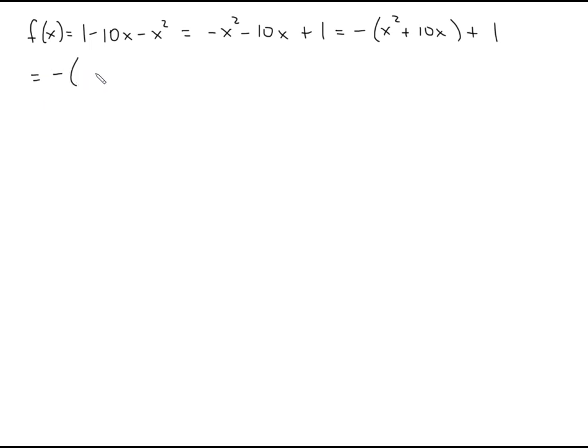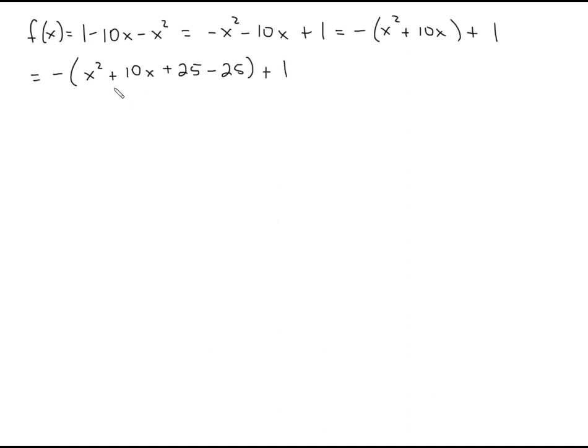So to do that, you've got to look at that second term. The coefficient is 10. So half of that is 5, squared, 25. So plus 25. And don't forget that you also have to subtract 25 from within the parentheses.